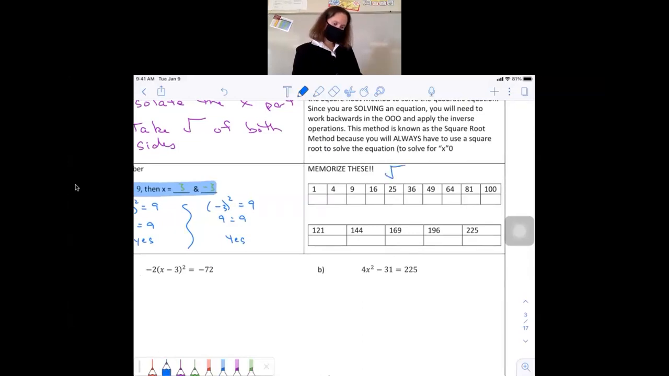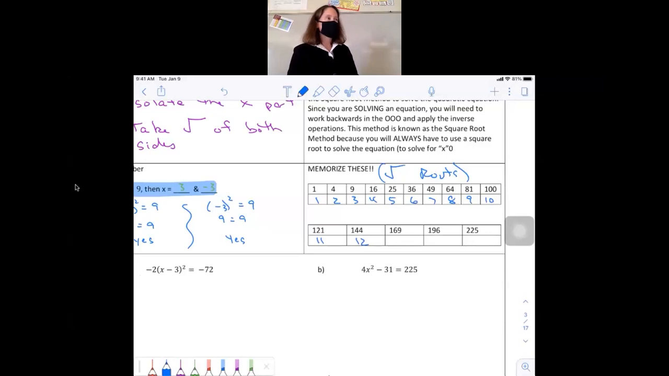Okay, memorize the square roots. These you should know. If you don't, start working on them. These are the square roots. What's the square root of 1? What's the square root of 4? Square root of 9? 16? 25? 36? 49? 64? 81? 10? 100? I gave you the answer, sorry.